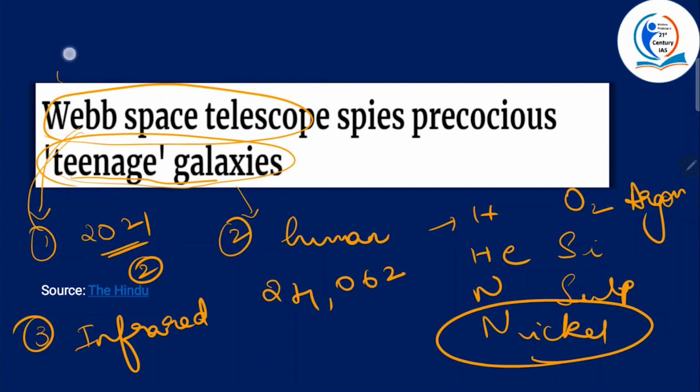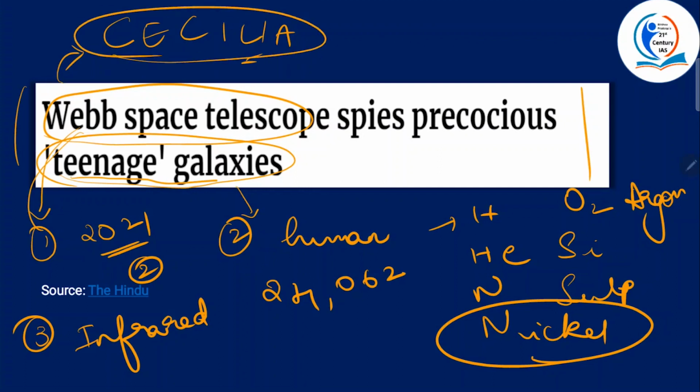Okay, and what is the context of this article? The context is that by using the James Webb Telescope, the CECILIA survey received the first data from galaxies forming 2 to 3 billion years after the Big Bang, and they're termed as teenage galaxies. Now what is the survey? It is Chemical Evolution Constrained using Ionized Lines in Interstellar Aurorae.